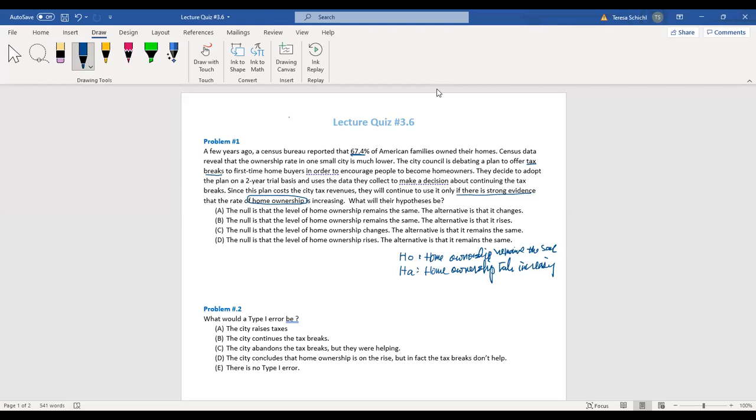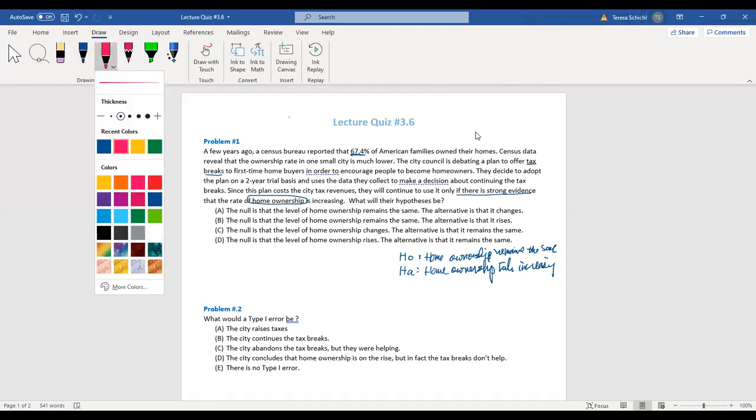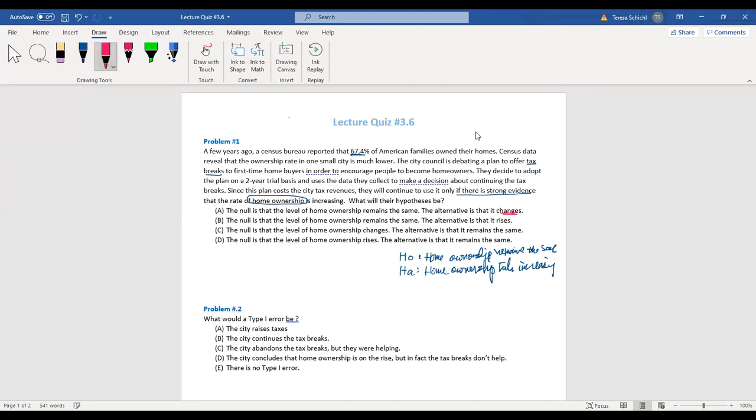The first one says the null hypothesis is the level of home ownership remains the same, and the alternative is that it has changed. Here the keyword is changed. We don't know if the change is increasing or decreasing, right? So we cannot choose this one. Now here, the null hypothesis is the level of home ownership remains the same, and the alternative is that it has risen. Yes, so I know the answer is B.